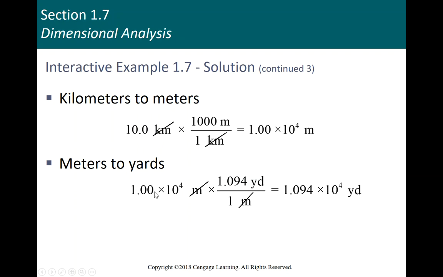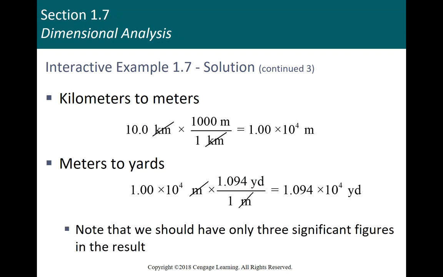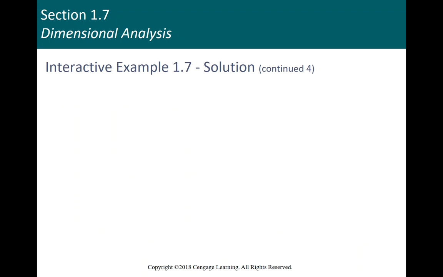So now we're going to go from meters to yards. Here's our conversion from meters to yards. Set that up. We come up with 1.094 times 10 to the 4th yards. We should only have 3 significant figures in the result, but right now we're using all the numbers we have, and so we're going to leave those numbers until we get to the end.